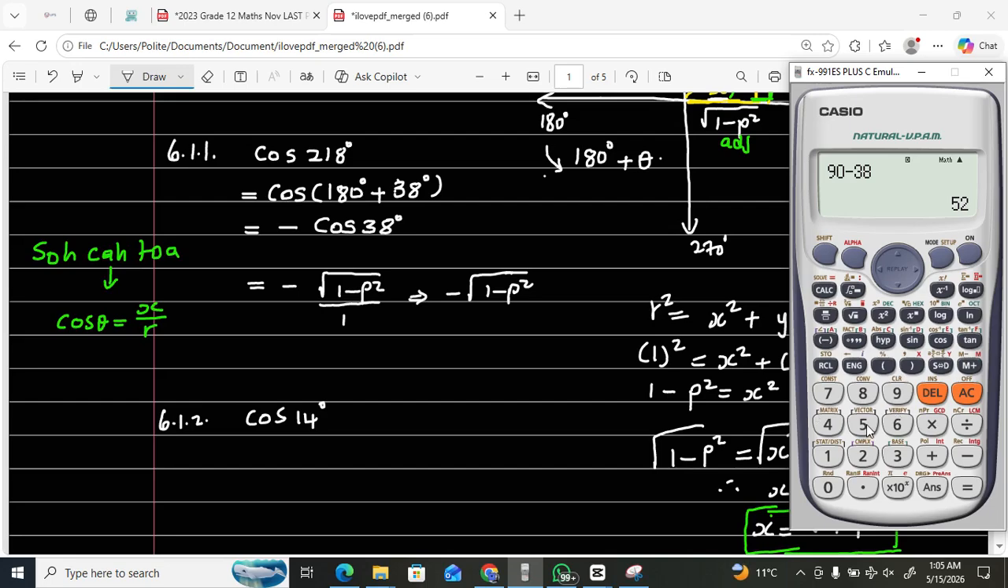Then let me try something else. What is 38 plus that 52? What do we get when we add the two? You see, 90. But what about if I say 52 minus 38? What should I get? This gives me 14. Oh, nice. Now I have the 14 that I'm looking for.